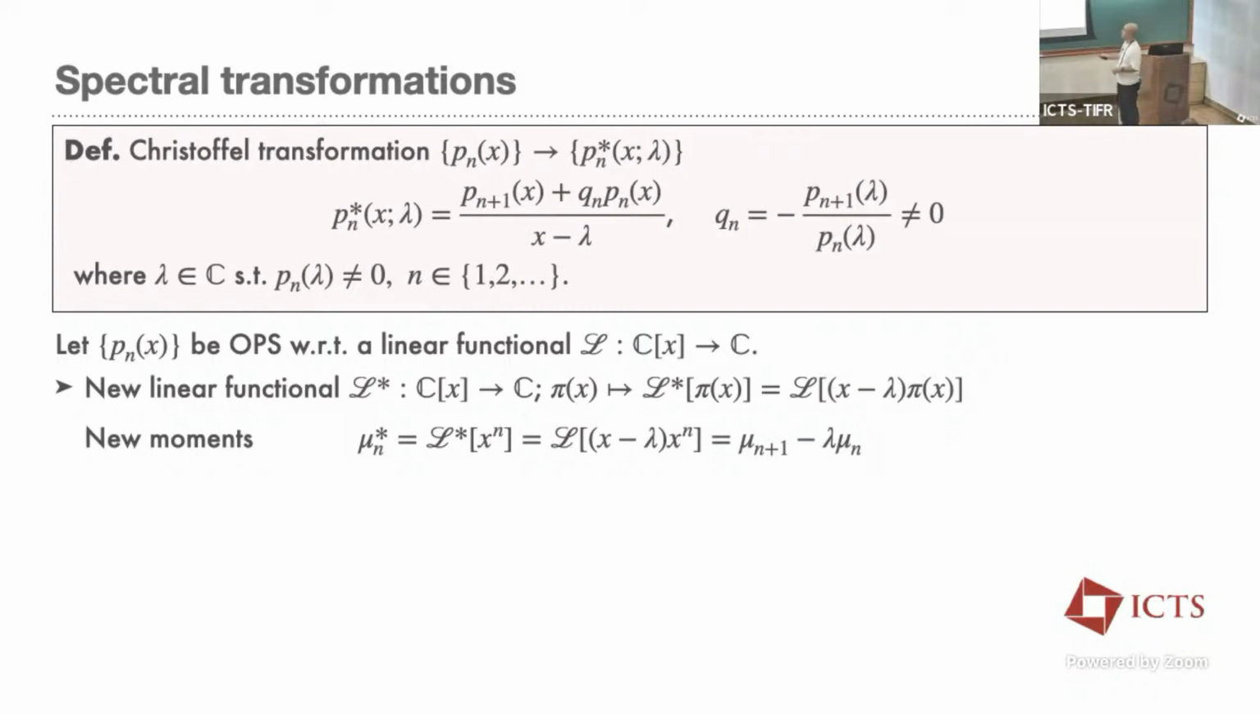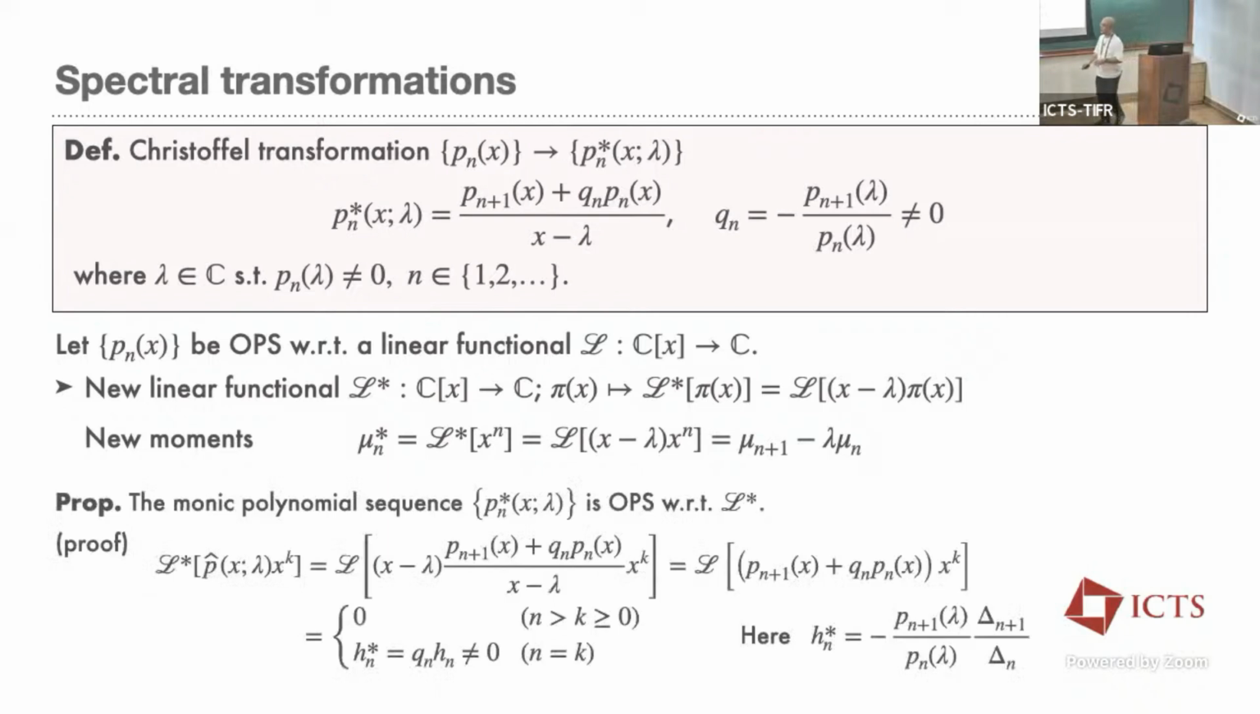And here, we will also introduce a new linear functional, L star. L star is defined like this. So L star is given by the original linear functional with the addition of a factor x minus lambda. This gives us a new L star. And the new moments are defined in the same manner, but we will have some explicit relation between the old moments and the new moments like this. And then this is a proof that Pn star really is also a polynomial system in this case. So, okay, sorry, it should be star, I made a mistake.